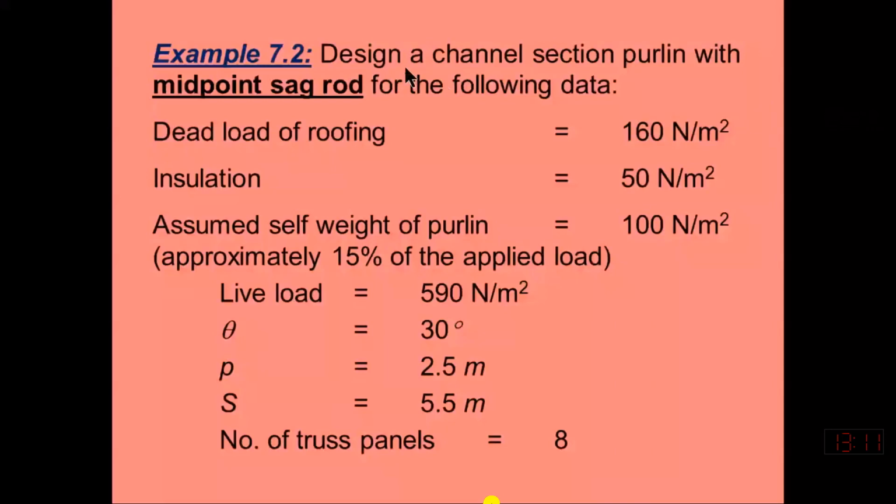Our design data is the same. We are given the dead load of roofing because the purlin carries the load of roof sheeting, insulation panel, and the self weight of purlin. These loads are directly given in Newton per meter square as distributed load. The dead load of roofing is 160 Newton per meter square. The insulation panel load is 50 Newton per meter square, and we are assuming a suitable self weight of purlin, which is 100 Newton per meter square, approximately 15% of all applied load.